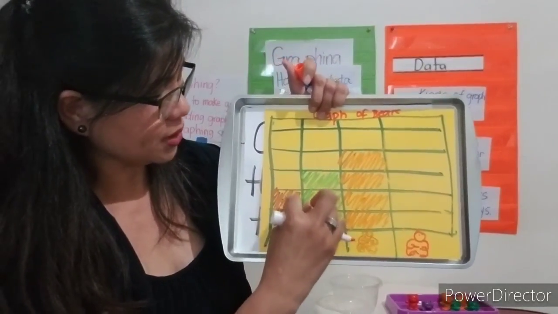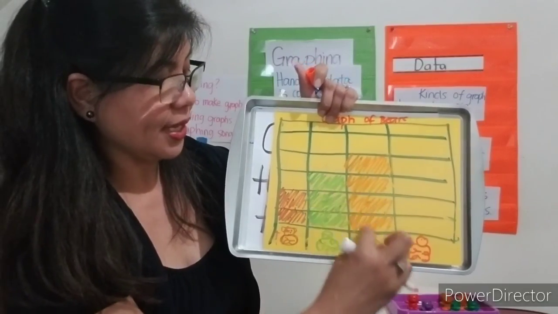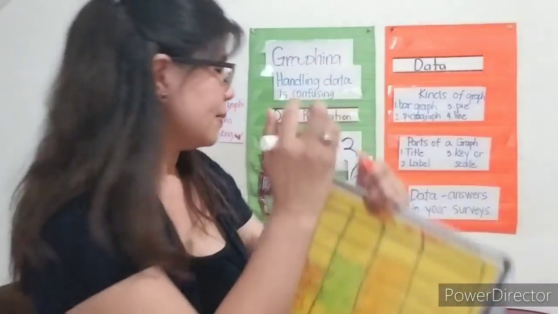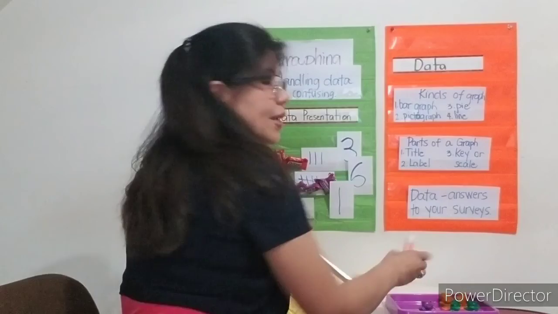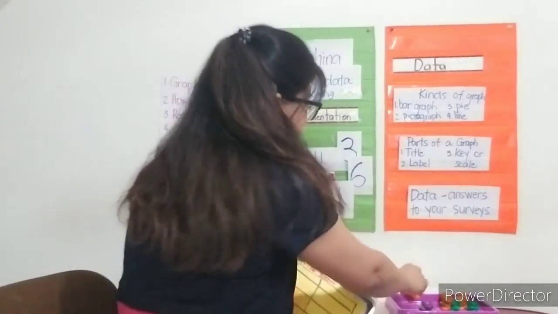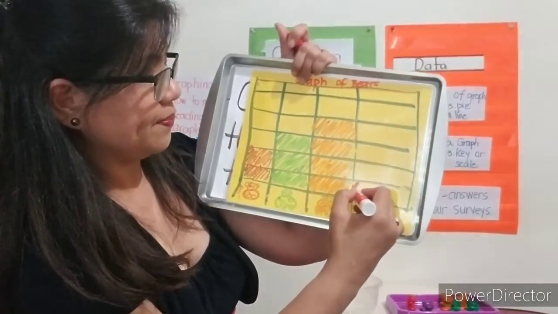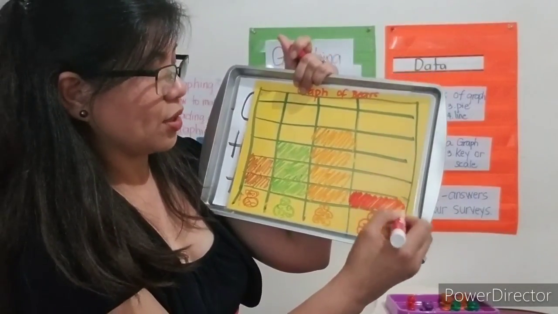So let's compare the height. This one is short. This one is a little taller. And this is the tallest, right? But how about the red one? How many red? Only 1. So how many boxes do I need to color? Just 1. There you go. I'll just have to color 1.